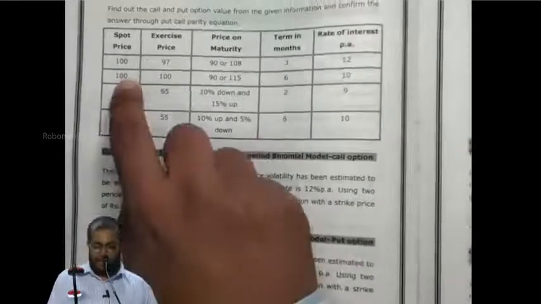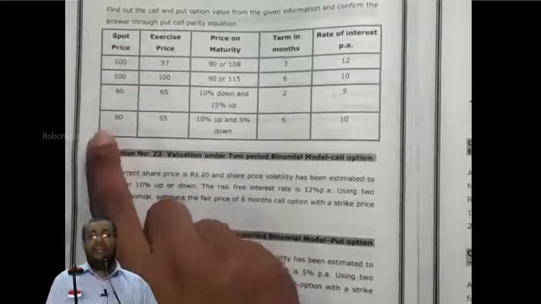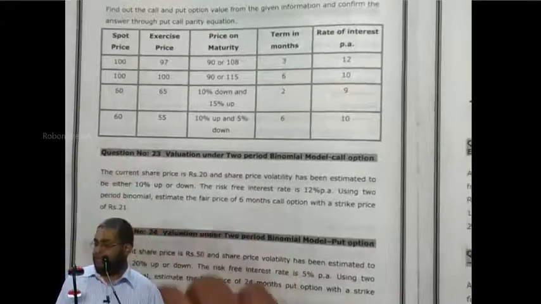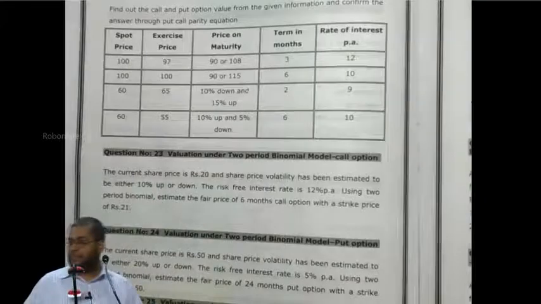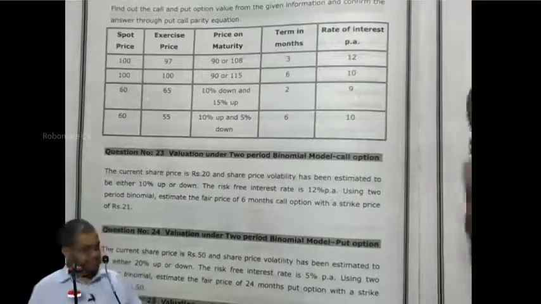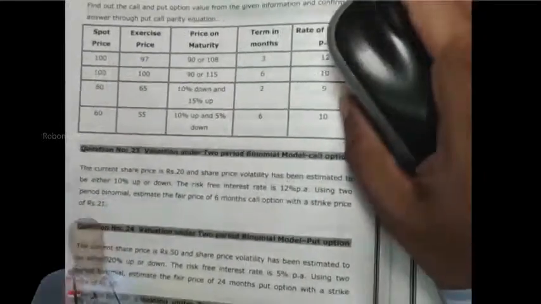Question 22b. This is A, B, C and D. I'll give it as homework. Okay, now take question 22b. Okay, right, facts.